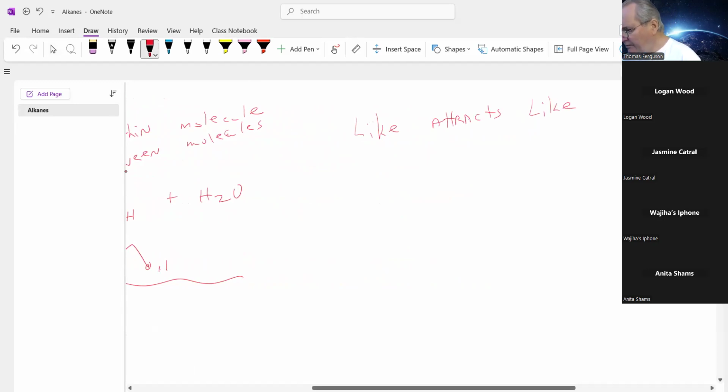Now there's a very general statement called like attracts like. If you have a nonpolar molecule, it's going to be attracted to another nonpolar molecule. If you have a polar molecule, it's going to be attracted to a polar one. If you have polar and nonpolar together, they are going to separate.